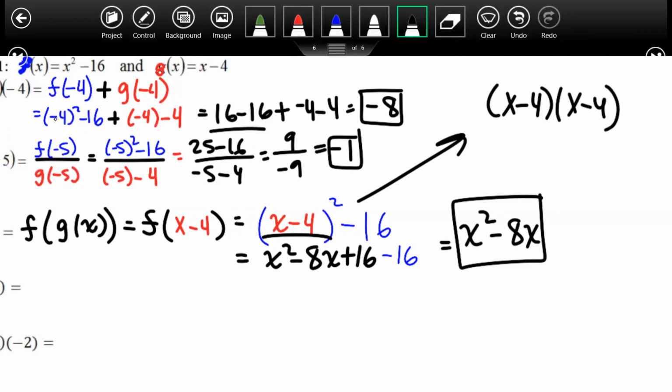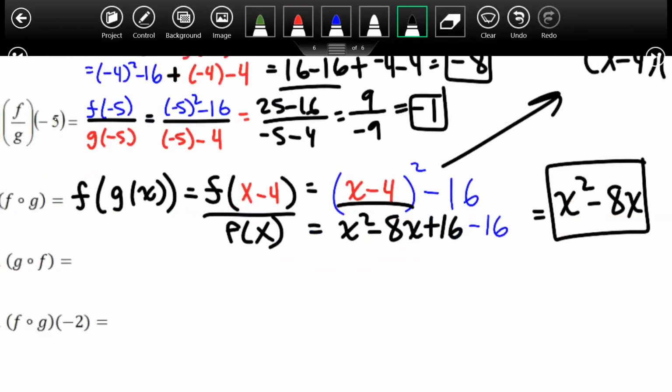It's a composition. This is the f function. This is f of x. And we're going to use f of x up here. Look at the next one. See how we do the next one.